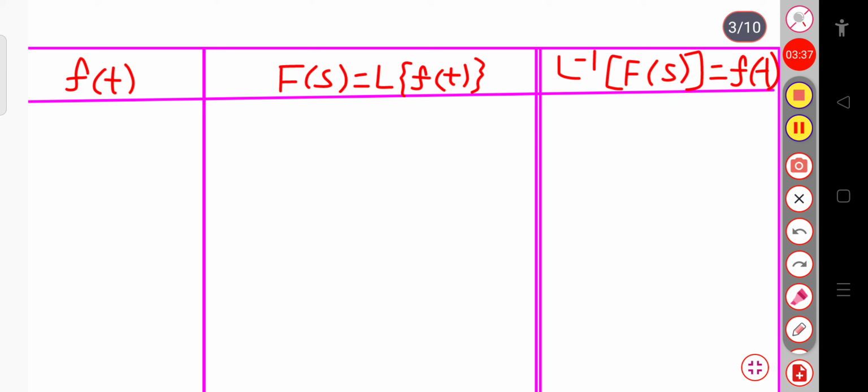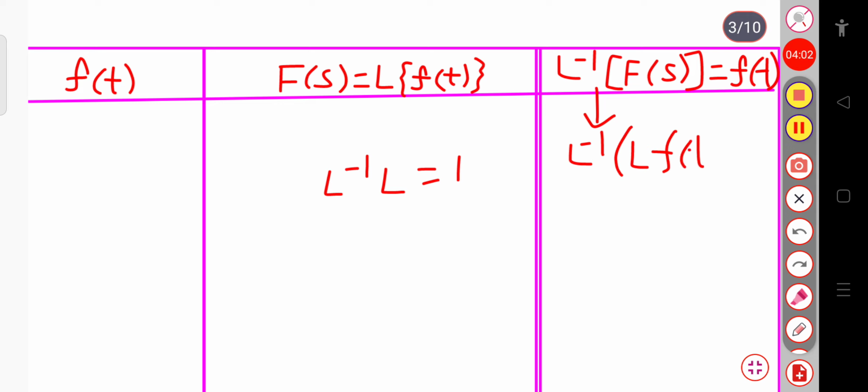When we take the Laplace inverse of the Laplace transform, it obviously gives the original function. That is, L inverse of L, if I write it, will be equal to 1. This is nothing but the Laplace inverse of L of f of t. So this Laplace inverse times L, suppose it is an identity I, then I times f of t gives your original function f of t.